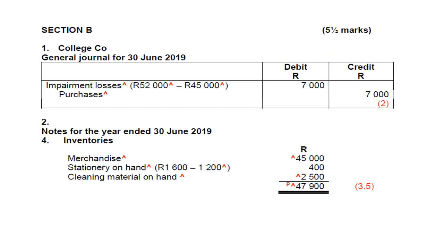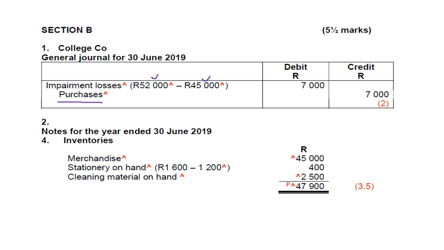So this is the suggested solution. I'm first going to reduce the value of my inventory, making use of my purchases account, because it's the periodic inventory system. So this was the cost that we had, but this is the new value, the 45,000. So therefore I need to reduce the cost with 7,000 Rand. Debit impairment losses, credit your purchases because you are using the periodic inventory system.